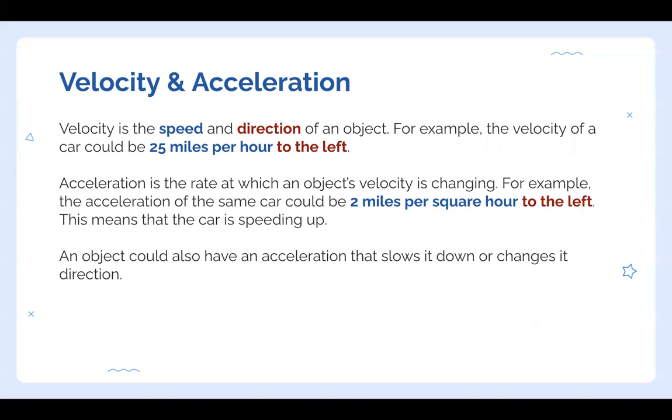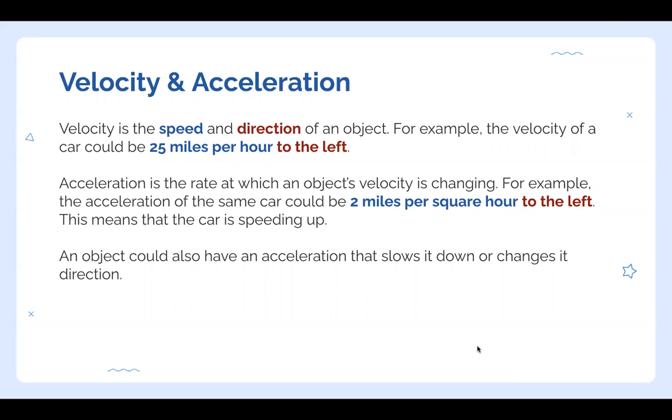And acceleration is the rate at which an object's velocity is changing. So if you say that an object is speeding up or slowing down, the object is undergoing acceleration. For example, that same car that is traveling 25 miles per hour to the left could be undergoing an acceleration of 2 miles per square hour to the left. And we know that this car is speeding up.